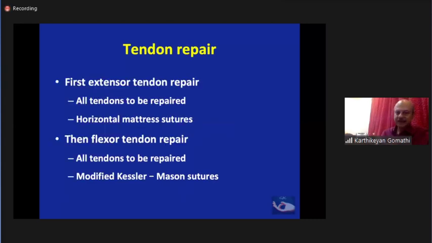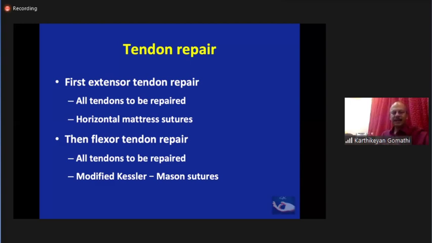Now we come to the tendon repair. We have seen the arteries, we have seen the veins, we have only identified the artery and vein. We have not done the anastomosis. Now we do the tendon repair. We had already identified the tendons. First, the extensor tendon repair is done, and then the flexor tendon repair. Why extensor first? It's easier to suture the extensor tendons when it's not under tension. Whereas the flexor tendons, if you suture them first, it may be difficult to suture the extensor tendons, especially when you put in K wires.